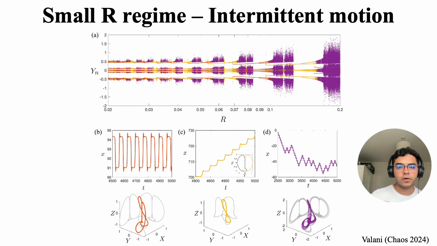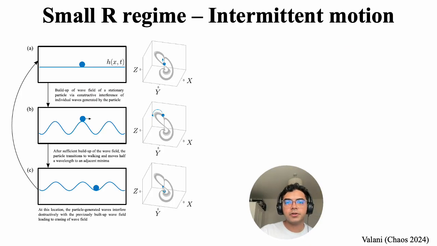Alright, so now let me just focus on one small region of this bifurcation diagram, the region of small values of this parameter r. And in this regime, this is how the bifurcation diagram looks. So you get this self-similar structure of bifurcations. And the three types of trajectories that we discussed appear in intermittent form in this regime. So the particle will stay stationary for a period and then suddenly start walking and make a quick jump. And it can do either back and forth or in the same direction, or it can do it in an irregular way.